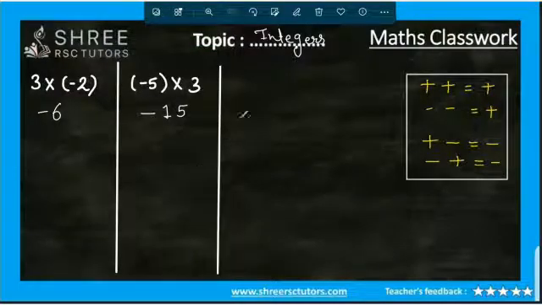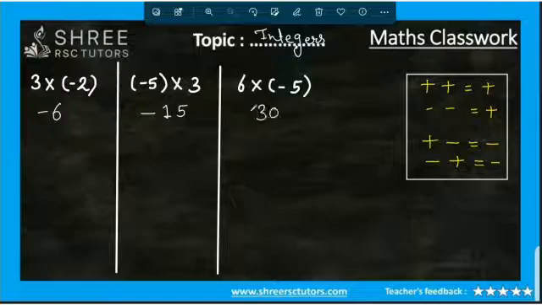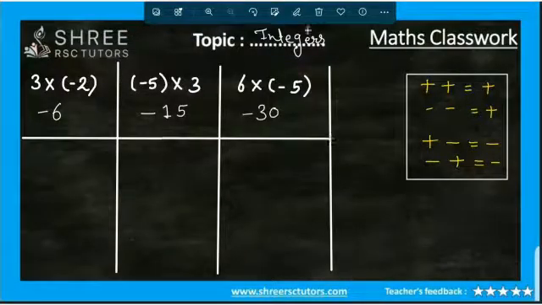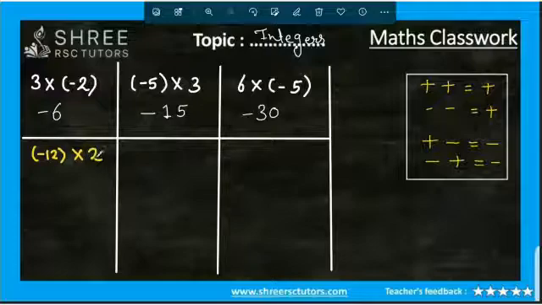Now, let's see our next question. Our next question is 6 multiplied by negative 5. In this question as well, we can see we have 6 positive and 5 negative. So positive times negative is negative. 6 times 5 is 30, and the sign will be negative. Next question: negative 12 multiplied by 2. So 12 multiplied by 2 is 24. Negative times positive is again going to be negative.